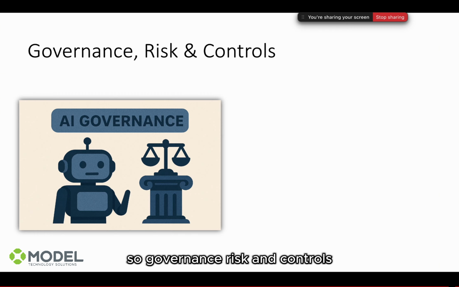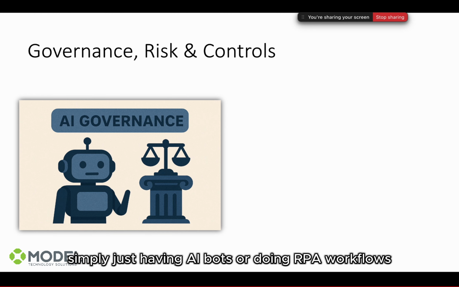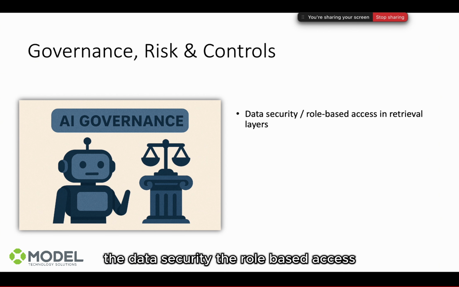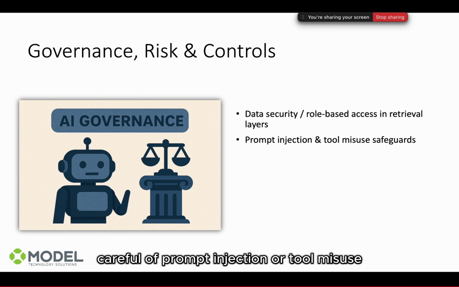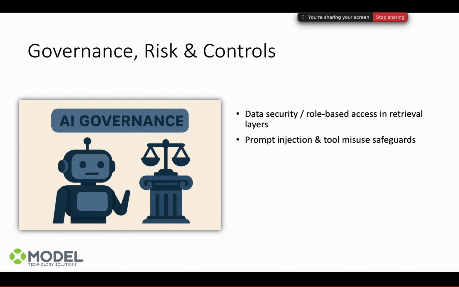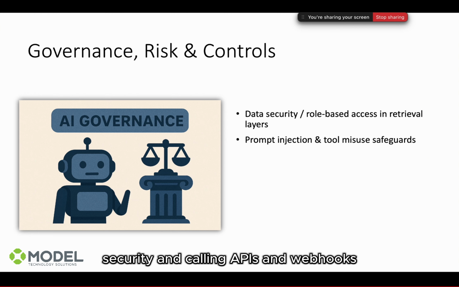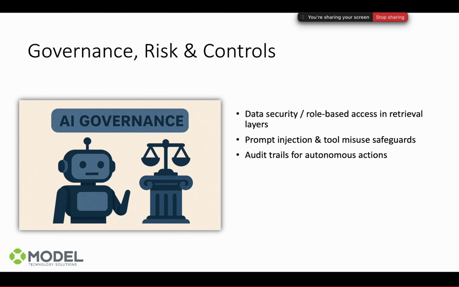So governance, risk, and controls. This is a very critical part, whether you're doing agentic AI, simply just having AI bots, or doing RPA workflows. The data security, the role-based access, and all the different retrieval layers is critical. Be careful of prompt injection or tool misuse, and have safeguards, filters, security, and controls on calling APIs and webhooks. Audit trails for autonomous actions.